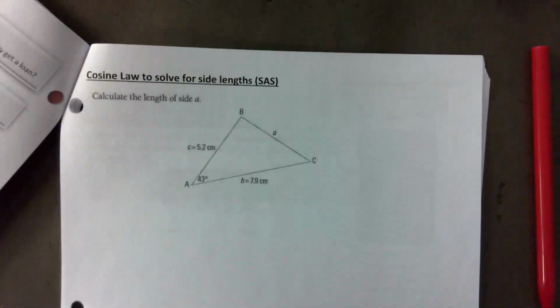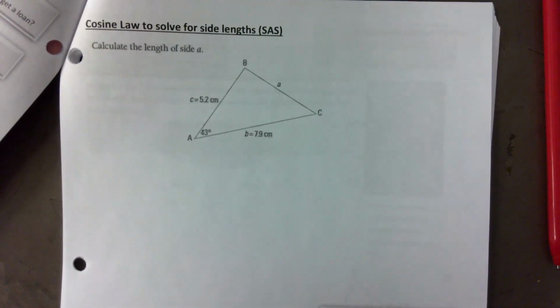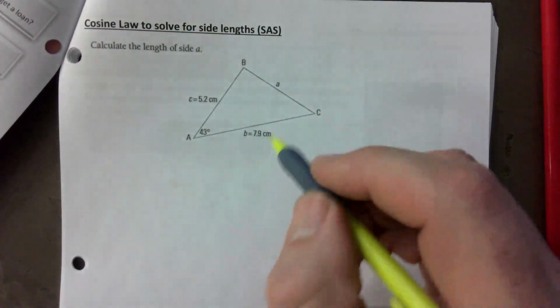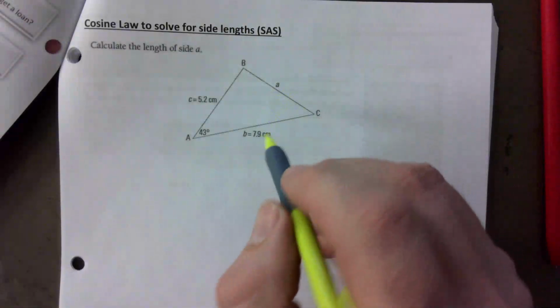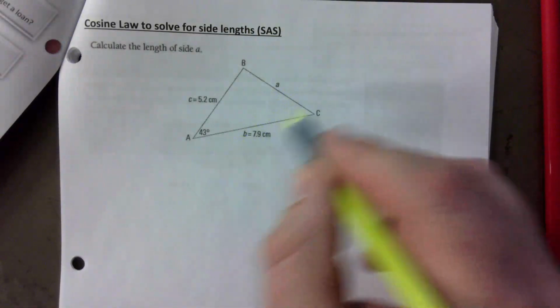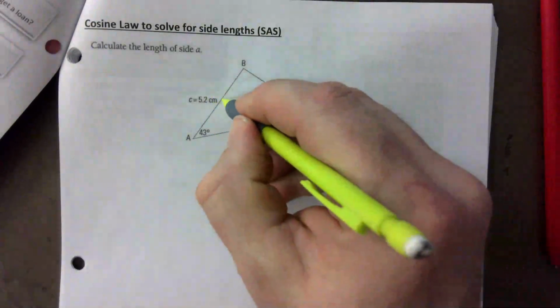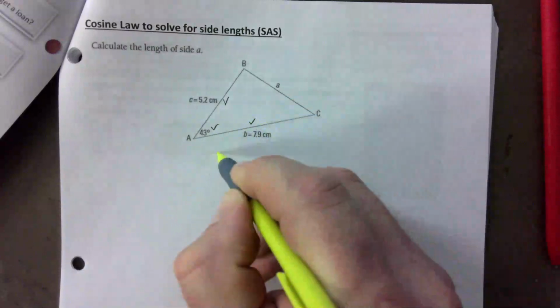So let's go and put this to the test. 16. I'm going to start with SAS. And then I'll let you practice right away so you don't fall asleep on me. Is there a pair? No. So it's cosine law, right? And more specifically, side angle side.